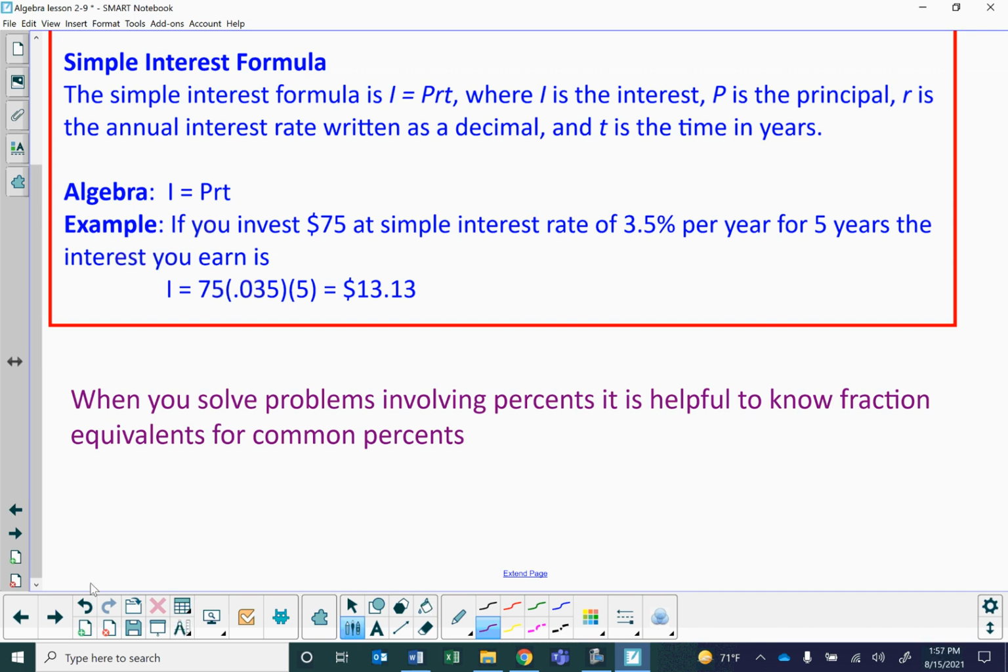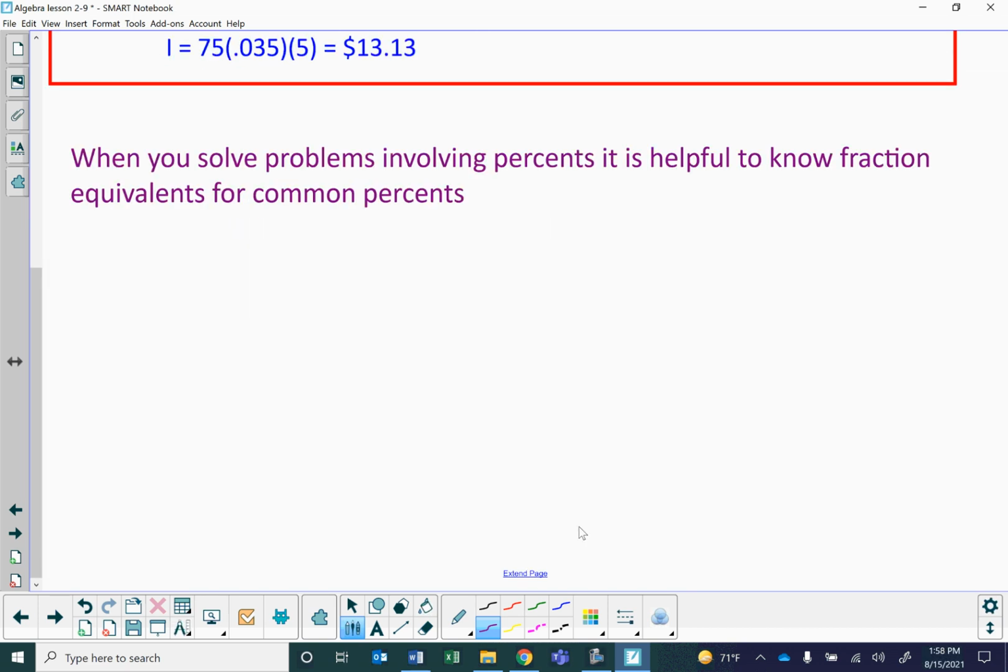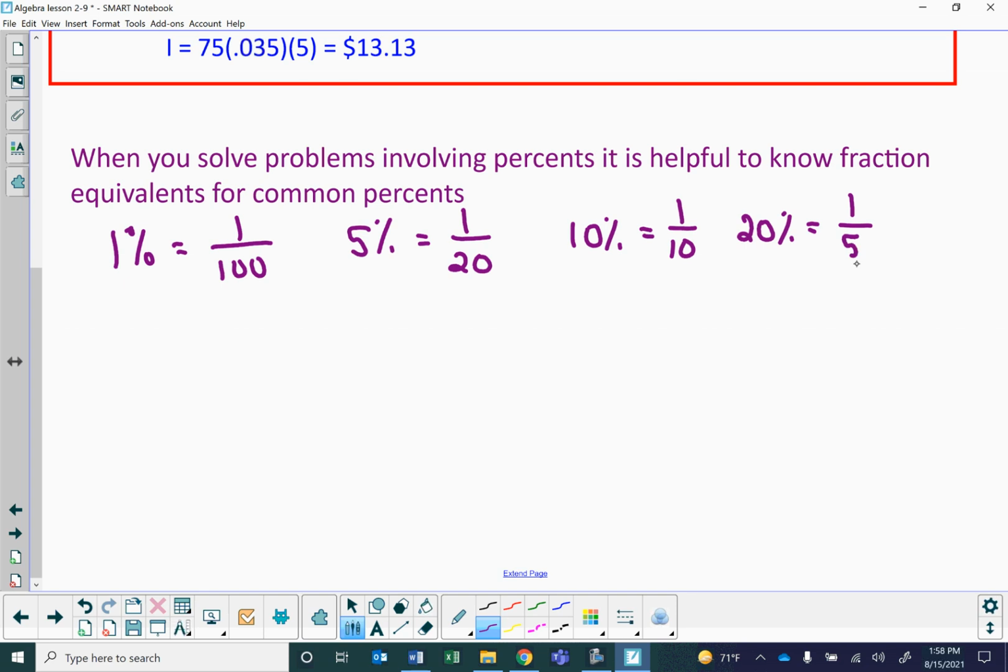Now, something else that's really important is when you solve problems involving percents, it's helpful to know fraction equivalents for common percentages. So I'm going to teach you some of the common percentages that you need to know. 1% is equal to 1/100. 5% is equal to 1/20. 10% is equal to 1/10. 20% is 1/5. 25%, everybody should know, I'm hoping, that's 1/4. Think of 25 cents out of a dollar.